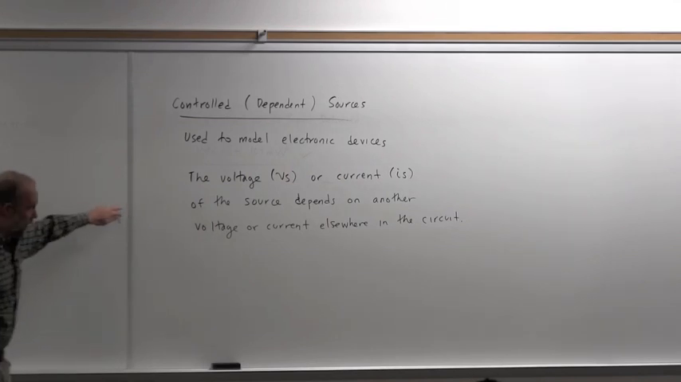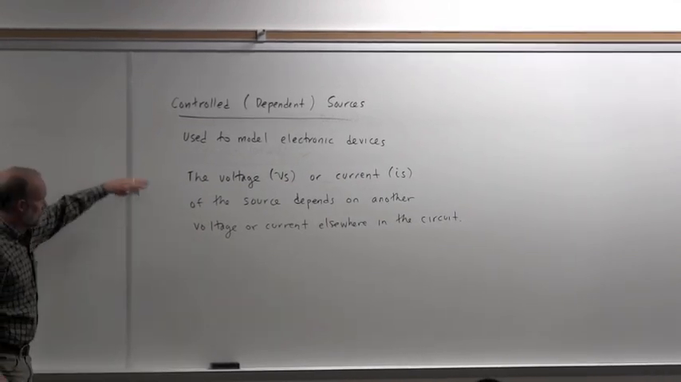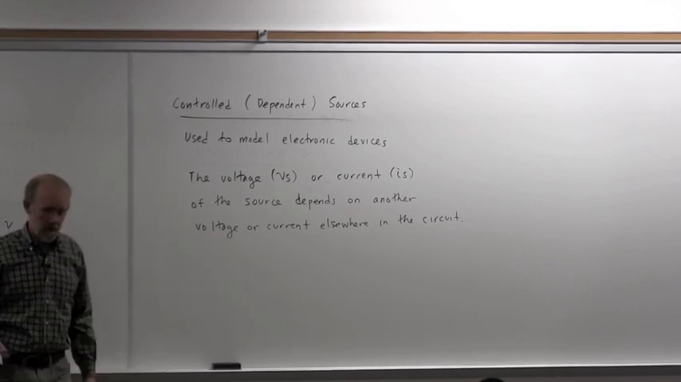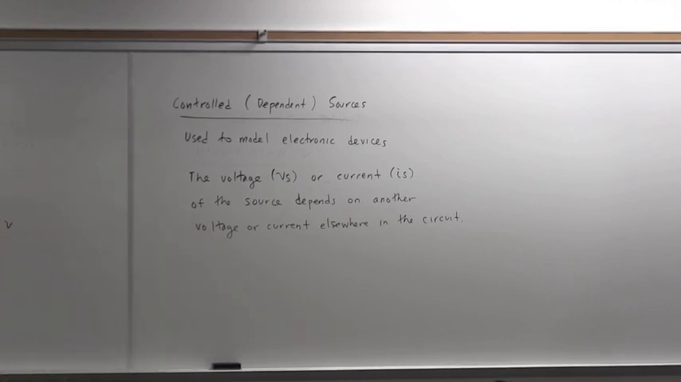Again, here's the basic idea behind a controlled or dependent source. The voltage or the current of the source depends on another voltage or current elsewhere in the circuit.